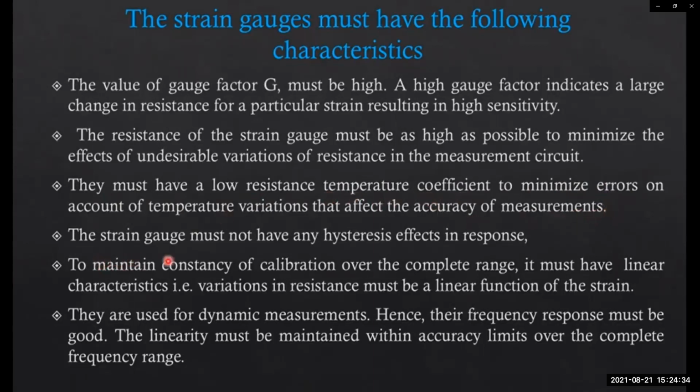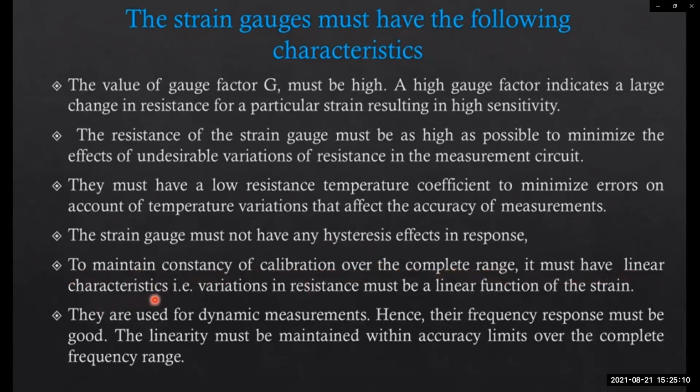Then the strain gauge must not have any hysteresis effect in response. We already studied hysteresis in the first chapter, right? So the strain gauge must not have any hysteresis, because if it has some amount of memory of the previous value, then it has some hysteresis effect, which is going to affect our present value. So we need to minimize that effect. To maintain the consistency of calibration over a complete range, it must have linear characteristics. So our characteristics should be linear.